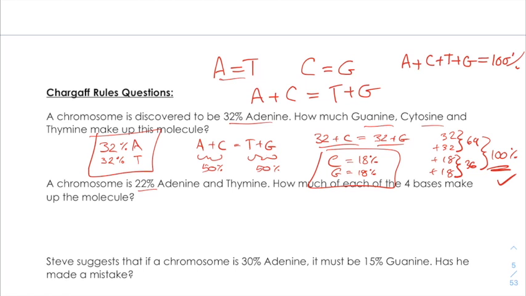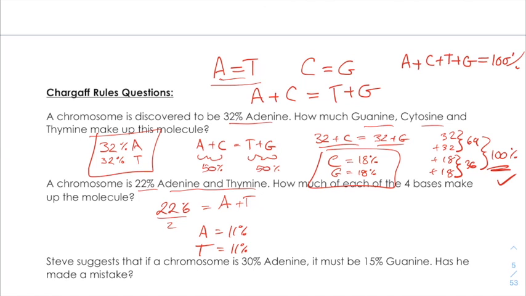So a chromosome is 22% adenine and thymine. How much of each of the 4 bases make up the molecule? So now we have 22% is equal to the adenine and thymine total, as that's how I'm reading it. Adenine is always equal to thymine, so we would divide this by 2 in order to find the total for adenine. So adenine is only 11% and the thymine is only 11% as well.